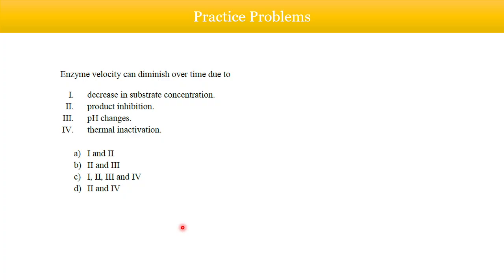Yeah. So what's the question then? Enzyme velocity. Okay, so the question: enzyme velocity can diminish over time due to decrease in substrate concentration, product inhibition, pH changes, thermal inactivation. What will be the answer?